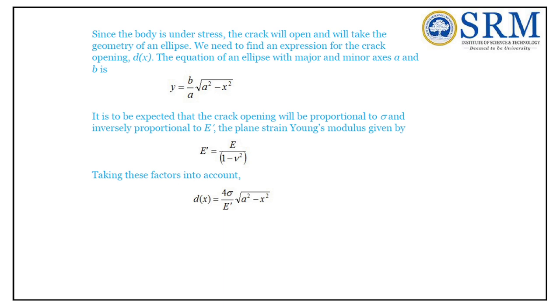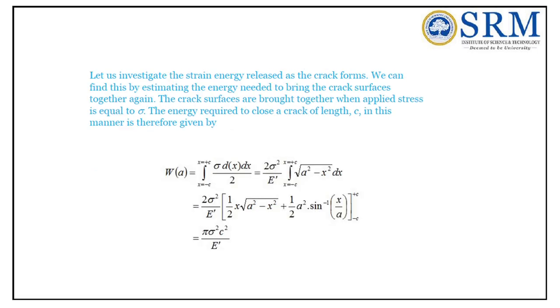The equation of the ellipse with major and minor axes is given by y equal to b by a root of a square minus x square. So it is to be expected that the crack opening will be proportional to sigma and inversely proportional to E, that is the plane strain Young's modulus, given by E dash equal to E divided by 1 minus nu square. Taking these factors into account, dx is equal to 4 sigma divided by E dash into root of a square minus x square.